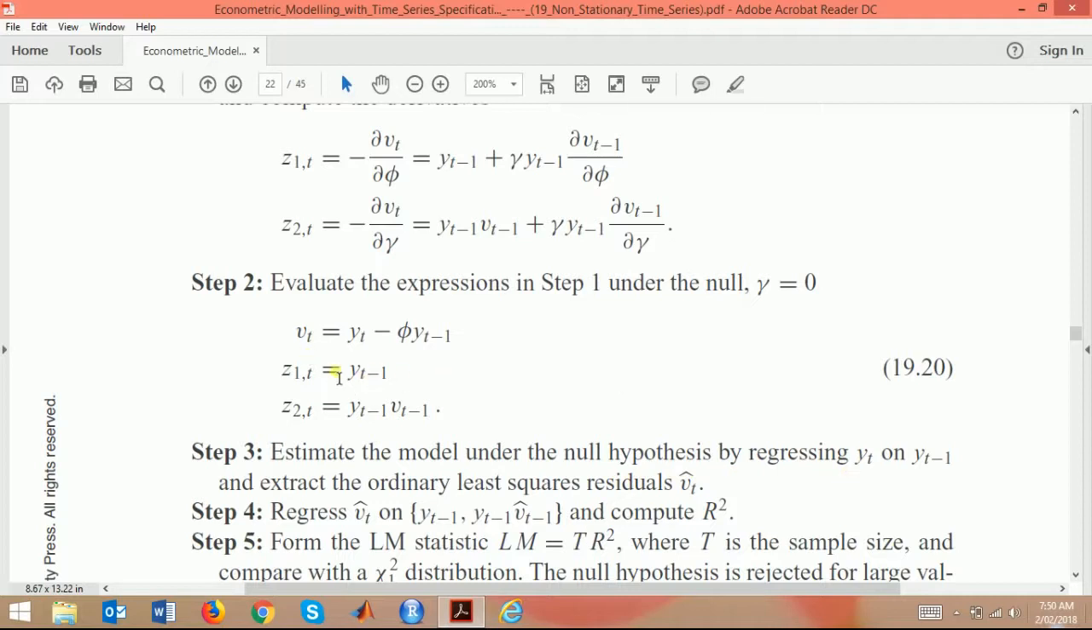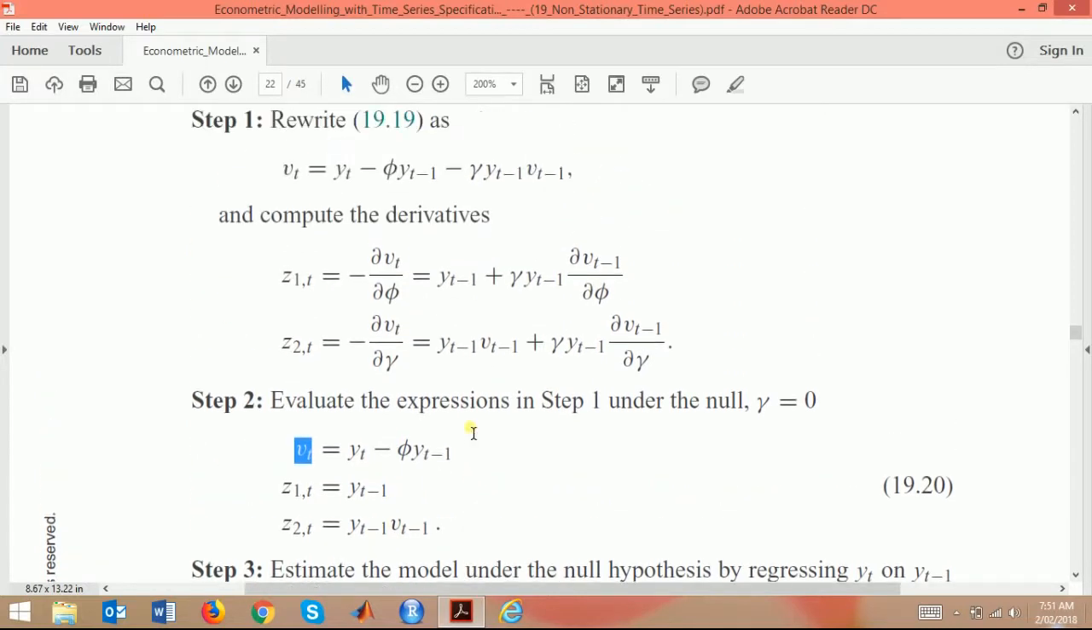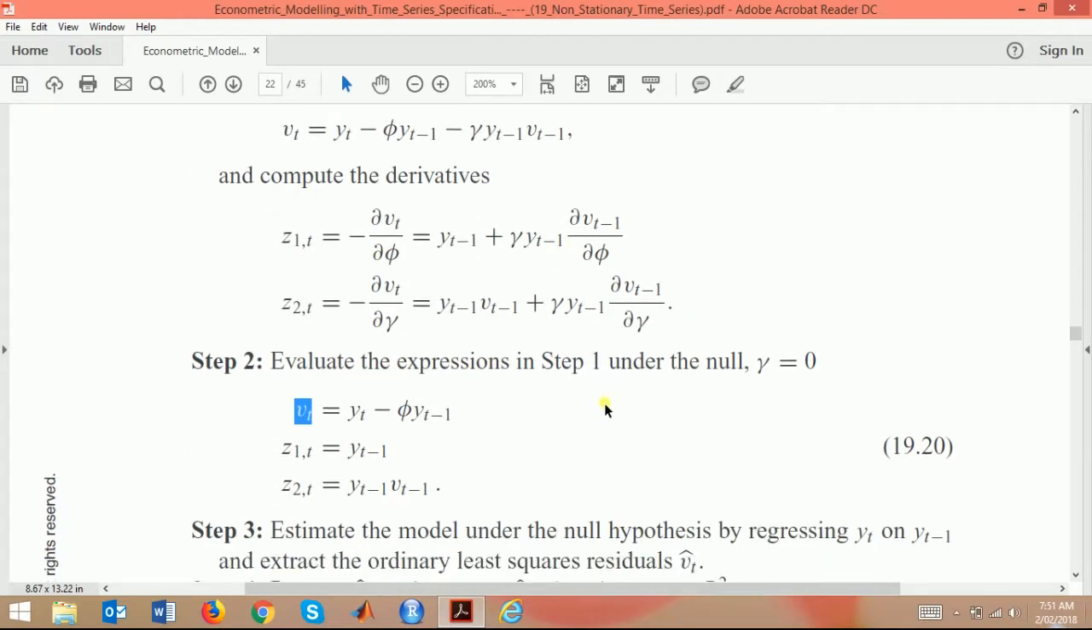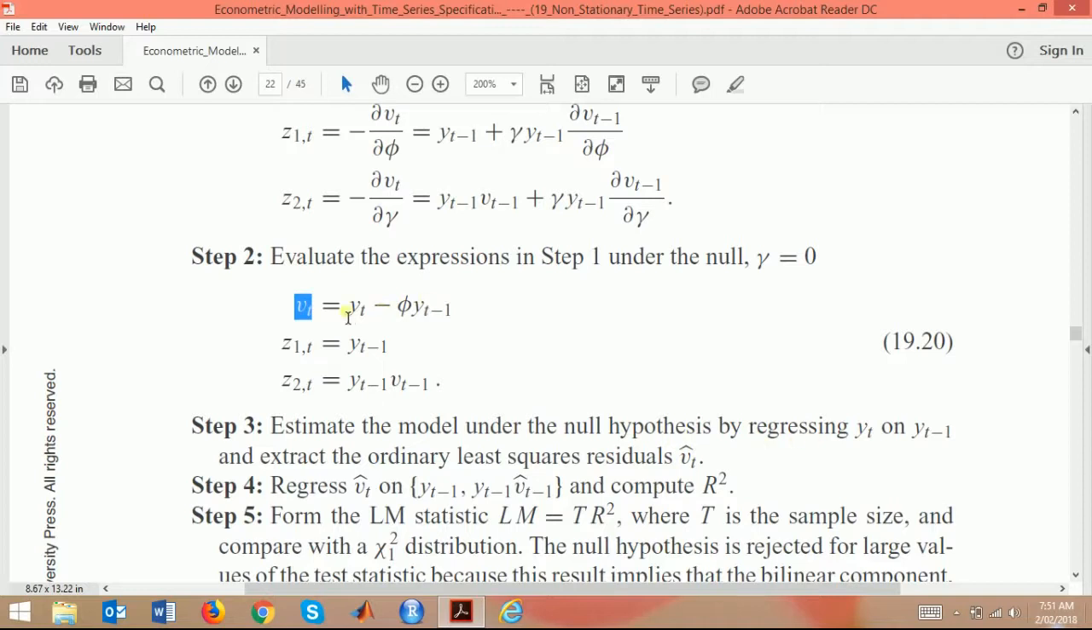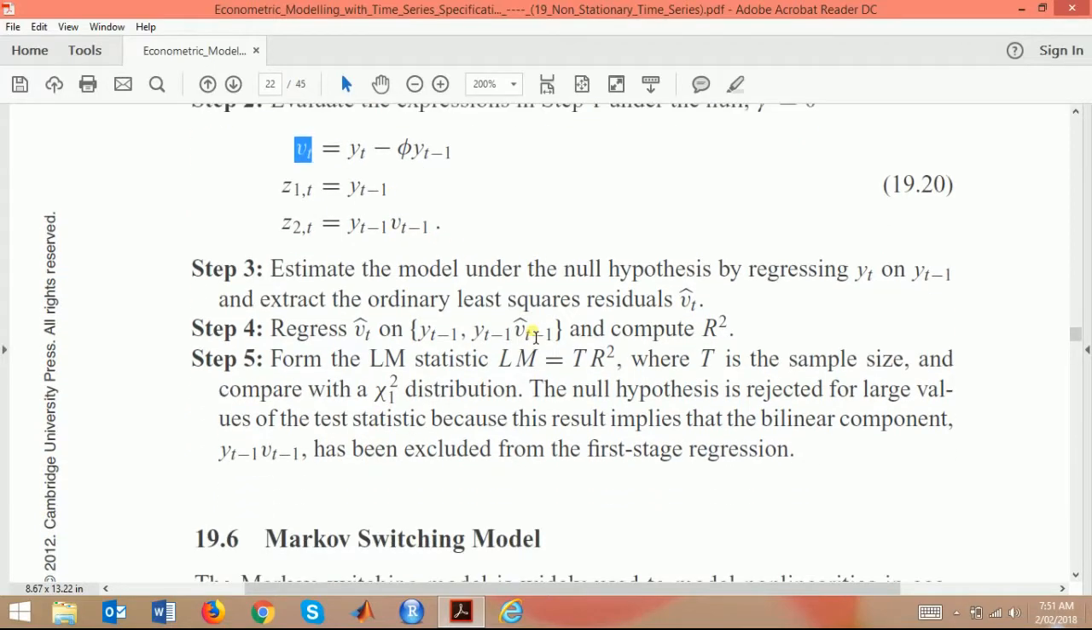Estimate the model under the null by regressing y on y(t-1) and extract the OLS residuals. First we take this out, regress epsilon on y(t-1) and these two, and compute R squared. So first we know the derivative, then under the null hypothesis we run the regression and extract the OLS squared residuals, and we regress on y(t-1) and y(t-1)v(t-1), and compute R squared. From this we get the LM statistic, T times R squared, where T is the sample size, compared with a chi-square distribution. The null hypothesis is rejected for large values of the test statistic because this result implies that the bilinear component exists.